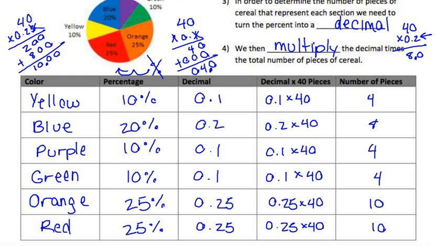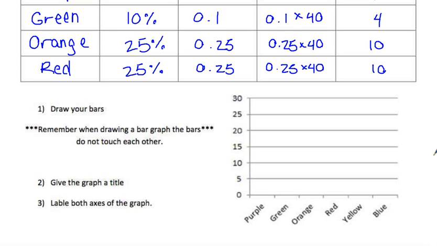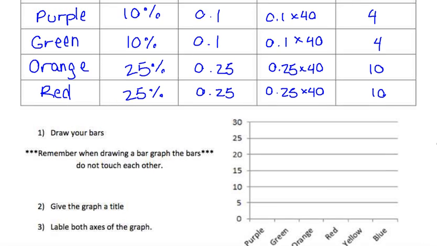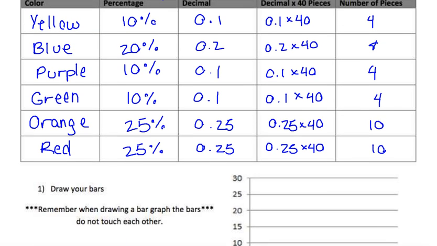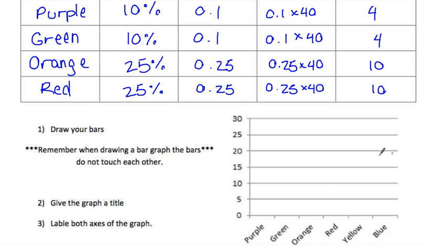Now we need to actually draw the bar graph. And remember, we multiplied times 40 because I need to find out what percent of 40 is the pieces. Of means to multiply. So draw your bars. Remember, when drawing the bar graph, the bars do not touch each other. Then we need to give the graph a title. Purple's first. Purple is 4. So we're going to go up to 4. Remember, your bars aren't going to touch each other. You have to leave some space between them.